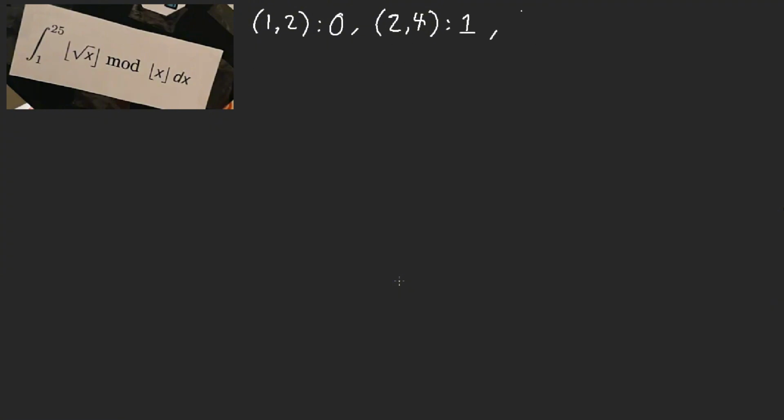And then after 4, this is now going to be 2. So we get 2 mod 4, 2 mod 5, 2 mod 6. I think it's just going to be 2 all the way until we hit 9.